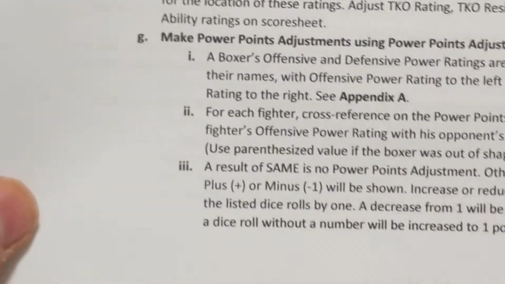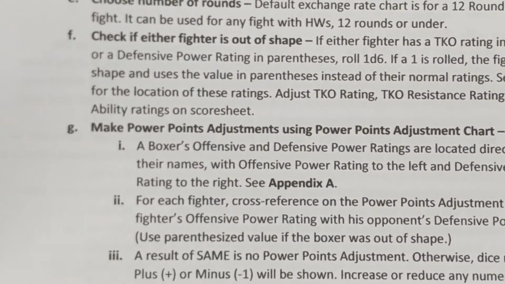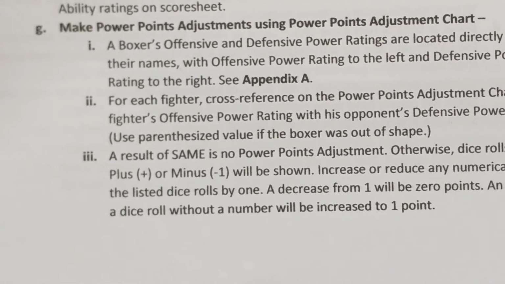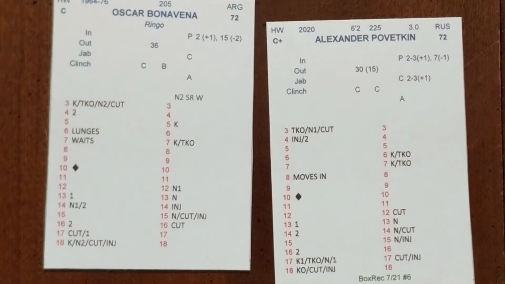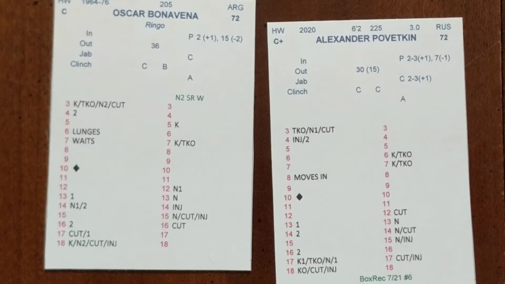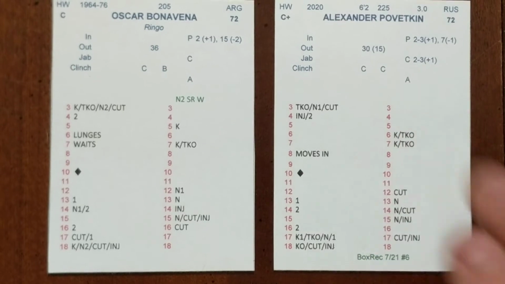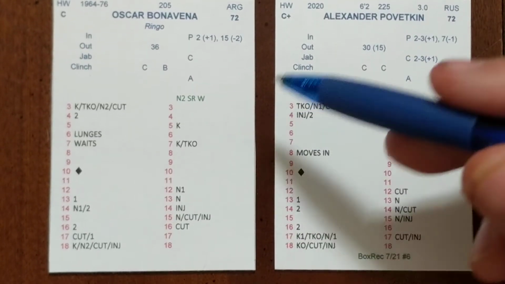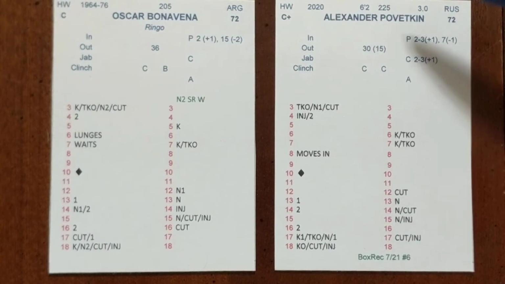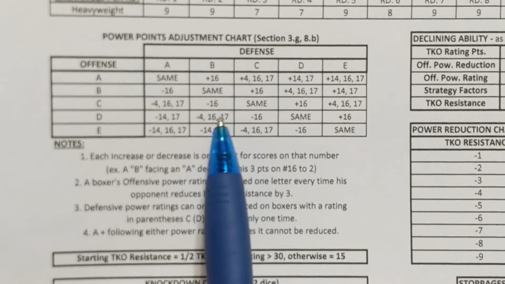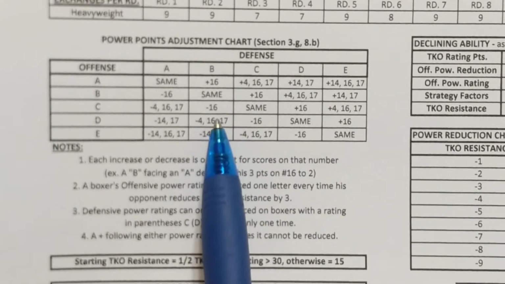And then the next thing I need to do, sorry, I'm still working on how to do cameras. The other thing is we're going to have to check if there's a power point adjustment. In this case, Bonavena has an offensive power of C, and Povetkin has a defensive power of C, so there's no change happening there. But Povetkin's C against this defensive B, I look on this power point adjustment table for an offensive C and a defensive B, and there's a minus 16 there.